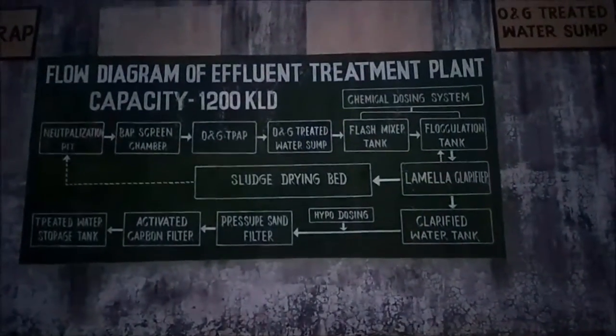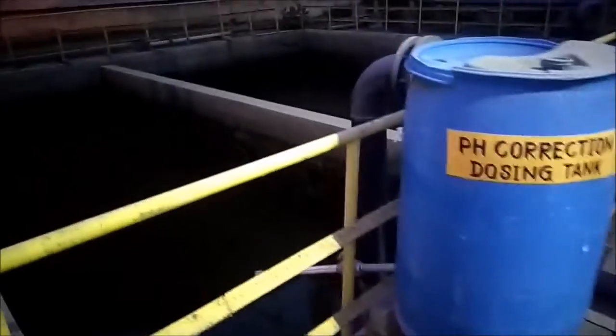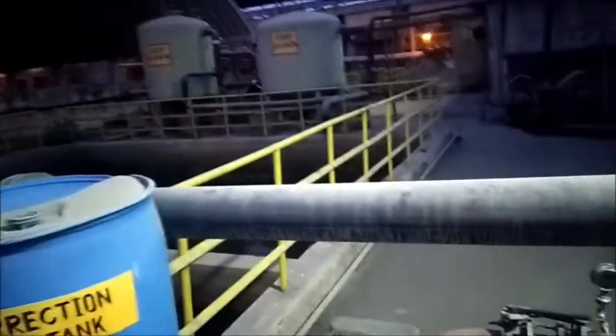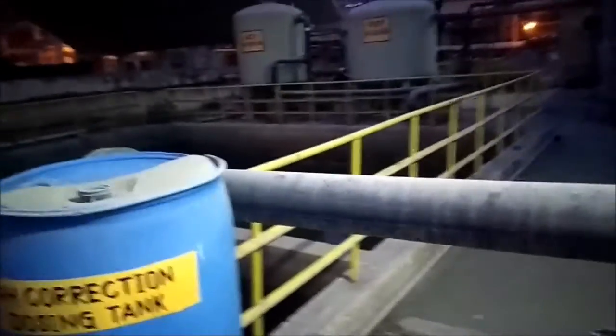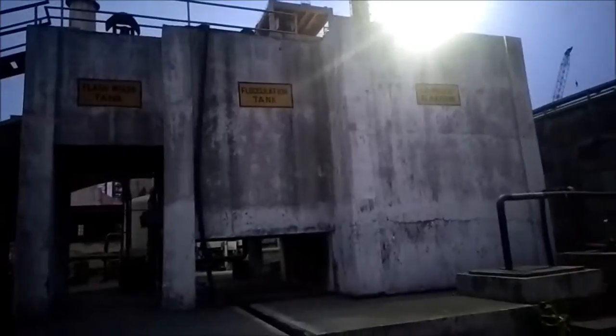And this is the huge water storage capacity, and this is the flow diagram of the effluent treatment plant, with a capacity of 1200 KLD. So this whole process is within this flow chart. This is the pH correction injector tanks. And there you go.